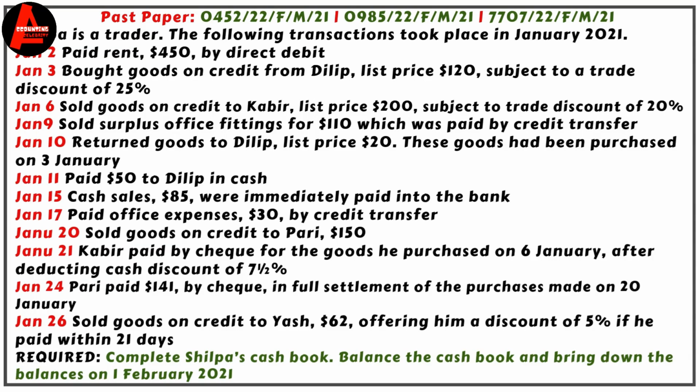Then we have our next transaction, January 20, sold goods on credit to Pari. Sales related transaction on credit. So this is not a cash transaction, we have taken this transaction here in the sales journal.